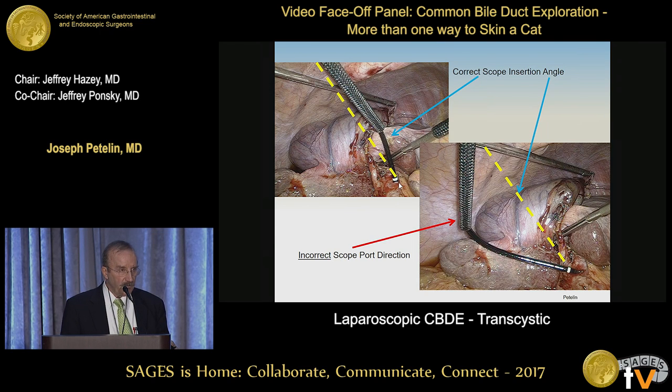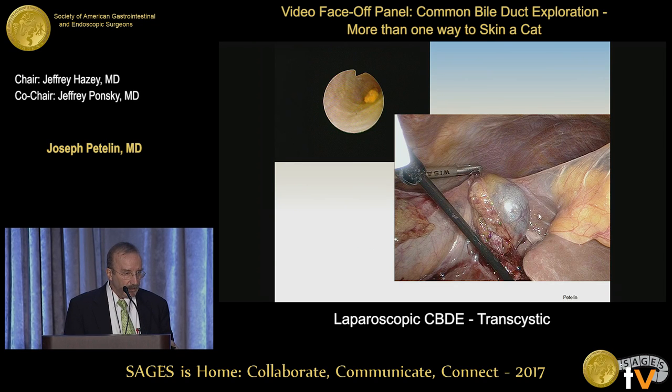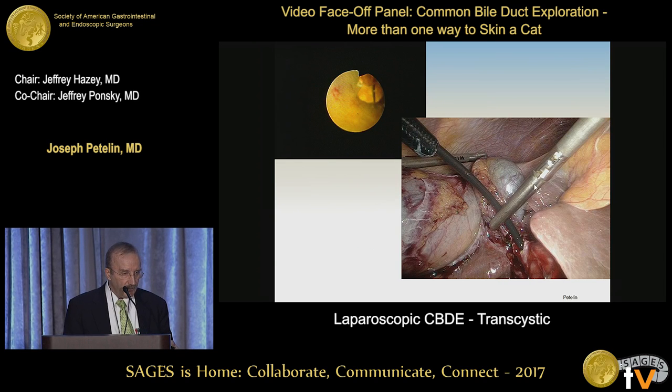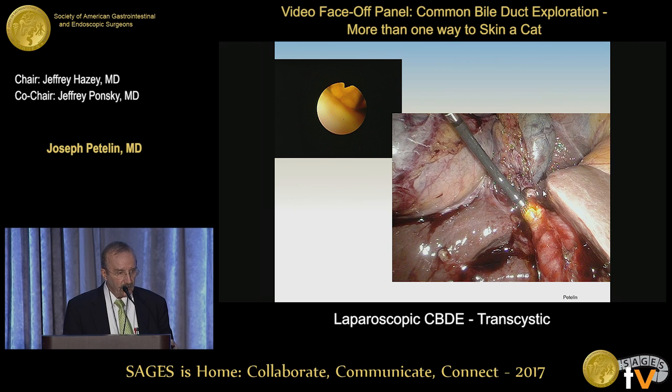If you're having trouble negotiating the scope in the common duct, you need to just back up for a second and see what direction this is being held. It needs to be held along where that yellow line is. It makes things a lot easier. And again, the gallbladder is placed toward the diaphragm.